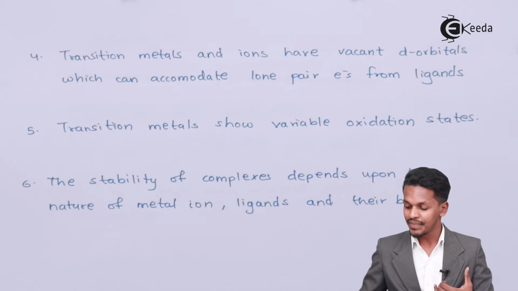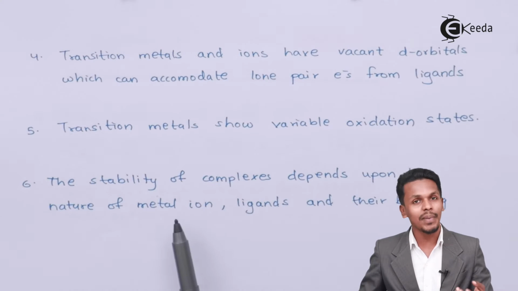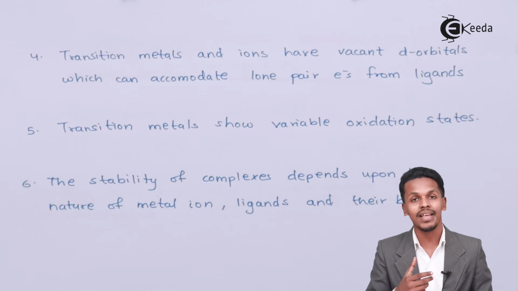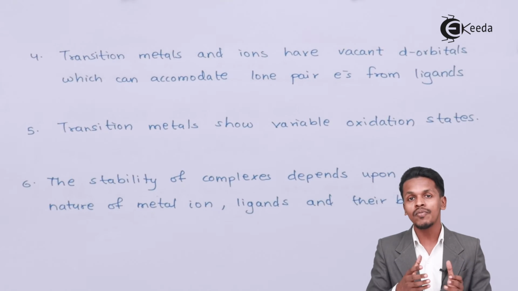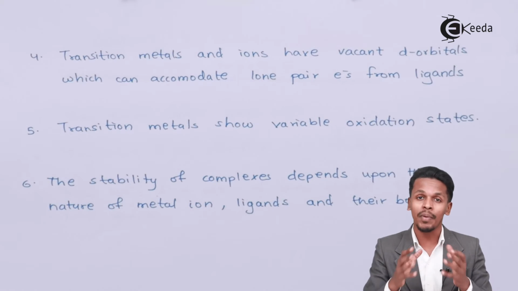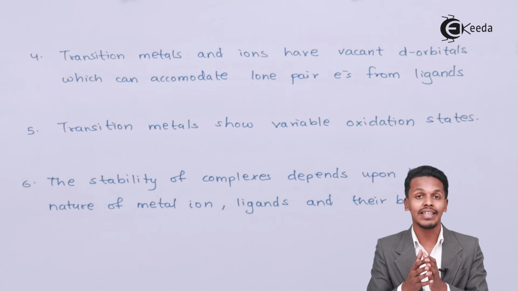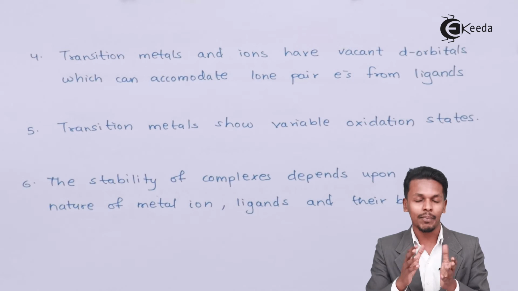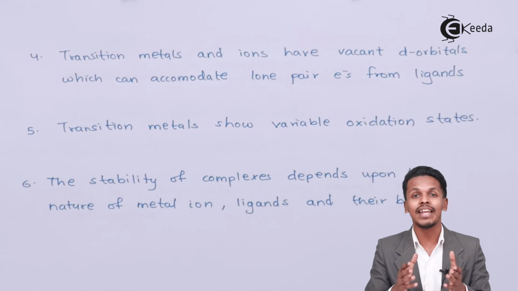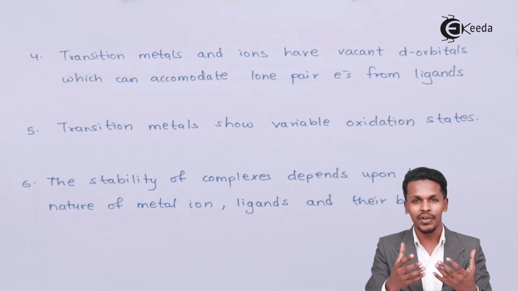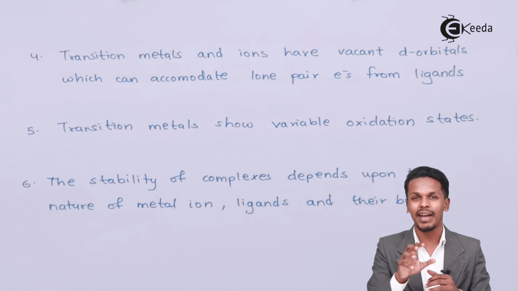The next point is that the stability of the complex depends upon the nature of the metal ion, the ligands, as well as their bonding. For example, the platinum 2 complex shows dsp2 hybridization, and that's the reason the geometry is square planar. For complexes where platinum has an oxidation state of 4, the hybridization is sp3d2, which forms an octahedral geometry. So it depends on the ligand, on the bonding, and on the central atom, that is platinum in this case.